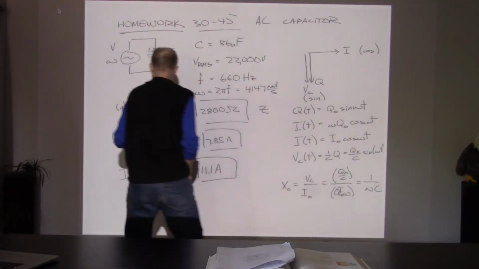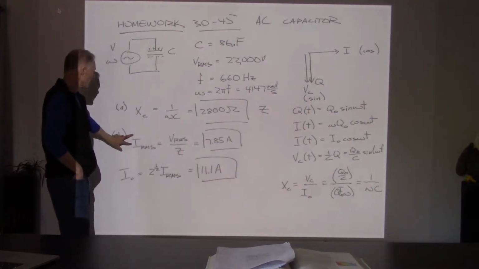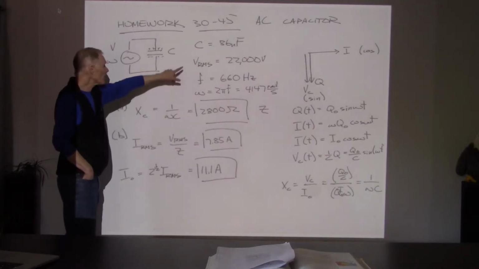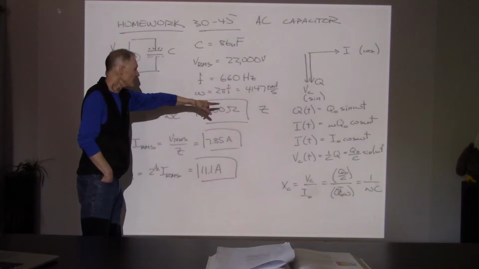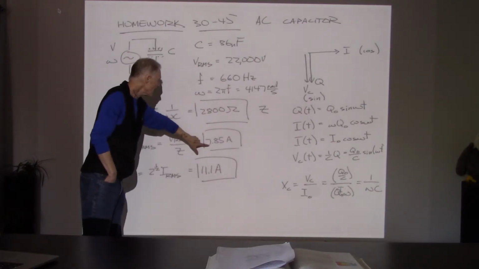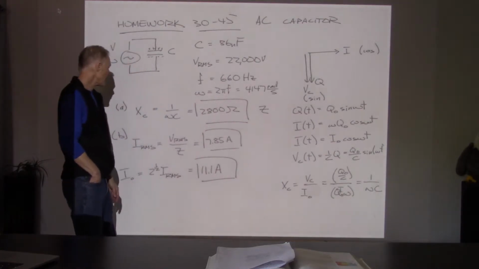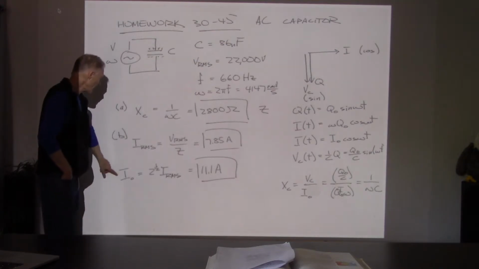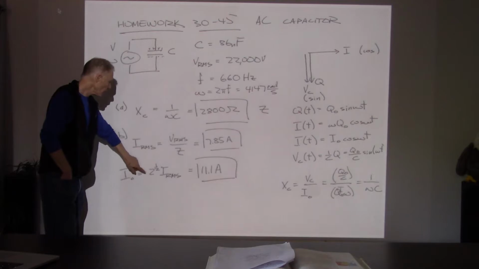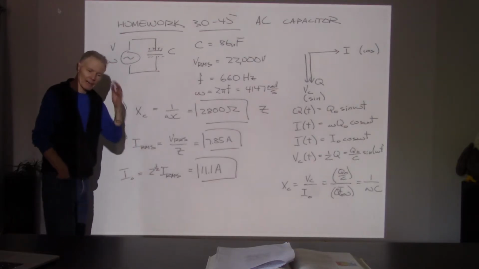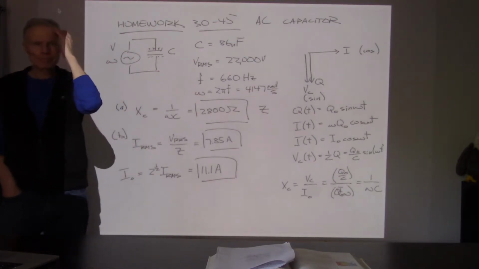And so what we can do for the RMS current value is take the RMS voltage value, divide it by the total impedance, and that gives us 7.85 amps. And then finally, to get the peak current, which they ask us for, we can multiply that RMS value by square root of 2.